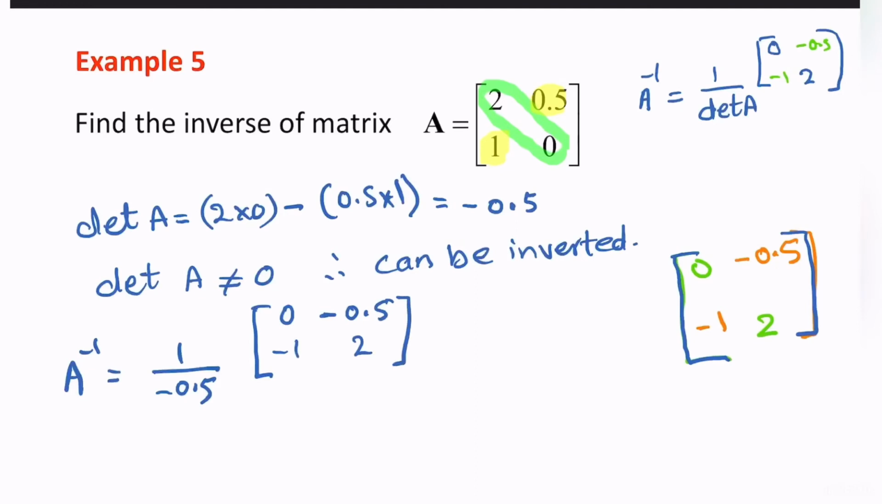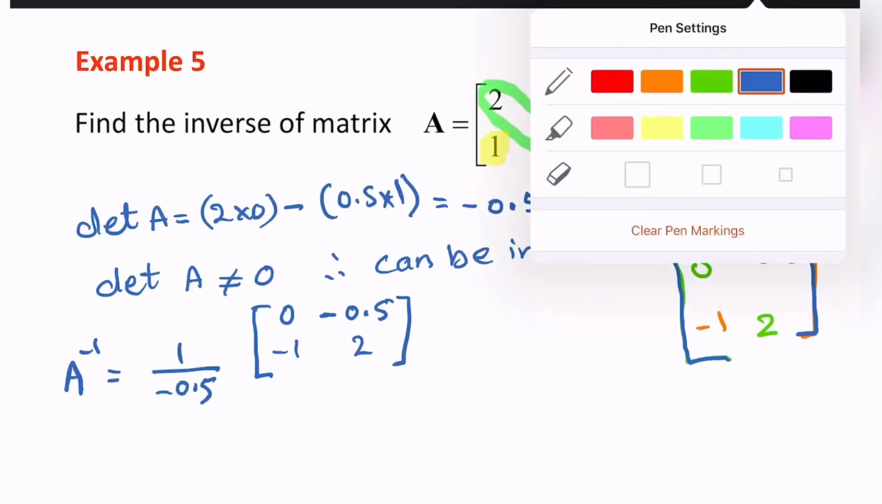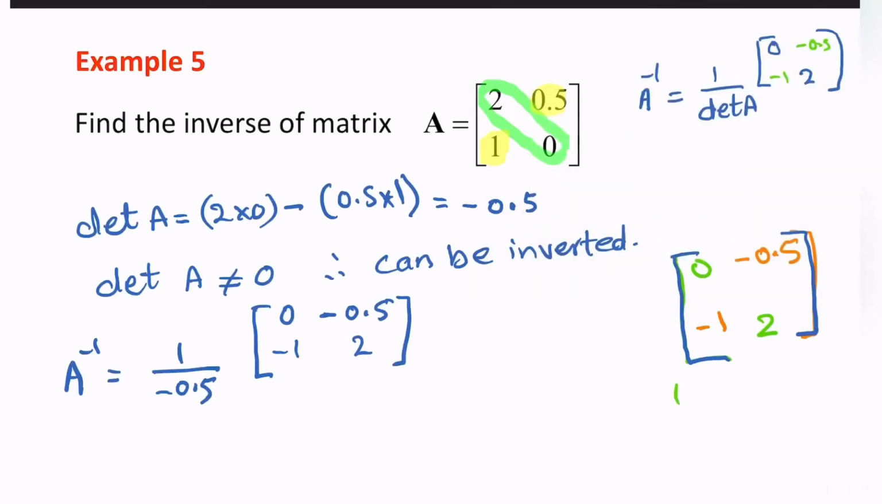Okay, so that means it's multiplying minus 1 over 0.5. Just as a note for you, 1 over minus 0.5 is like minus 1 over 1 over 2, which means it's like minus 2. So instead of 1 over minus 0.5, we can write it down as minus 2.